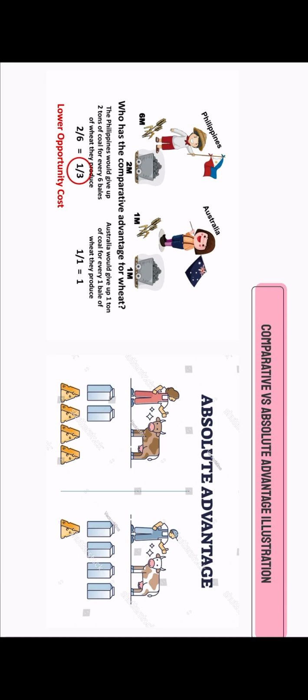In terms of milk, the man on the right side would have the absolute advantage because he has the ability to produce more milk than the woman on the left side. However, in terms of cheese, the woman on the left side would have the absolute advantage because she can produce more quantity of cheese than the man.